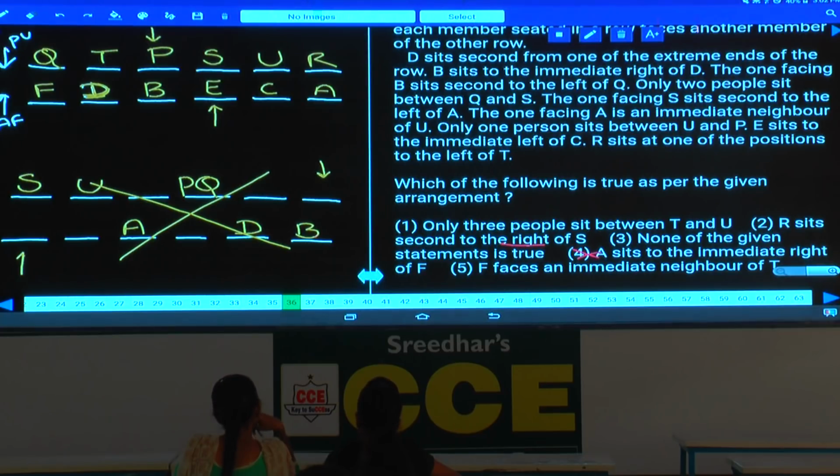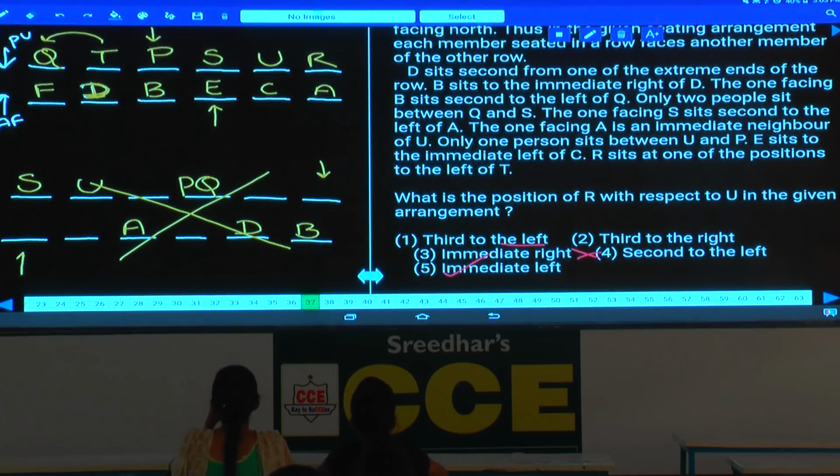F faces an immediate neighbor of T is definitely true because the immediate neighbor of T is Q. Now this F is facing Q. Then what is your answer here? Choice 5. Question number 36, it is choice 5. Then 37.